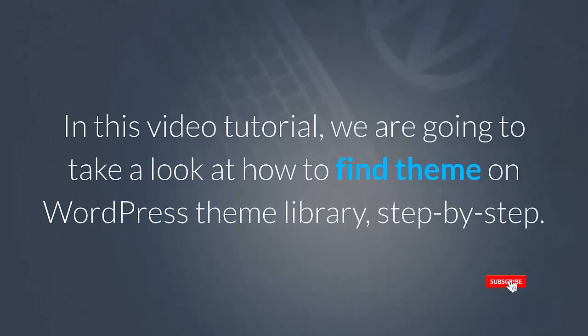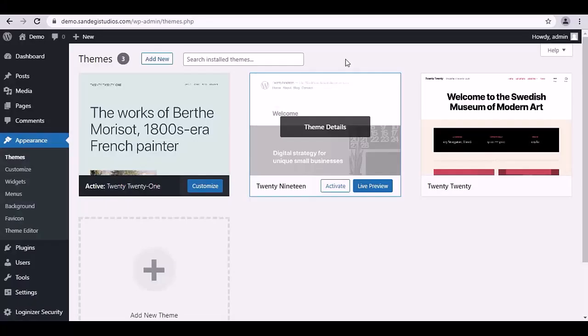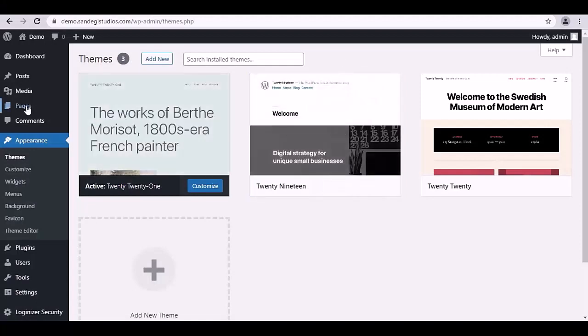In this video tutorial, we are going to take a look at how to find a theme in the WordPress theme library, step by step. So let's get started. Now go to Appearance and select Themes from here. Here click on this top Add New button.